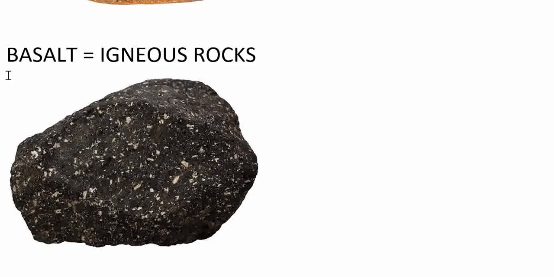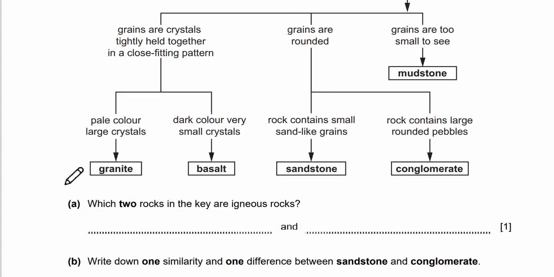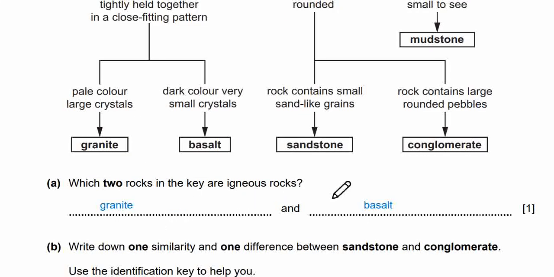So this is the picture of basalt, which is igneous rock, dark green color, and this is the picture of granite, which is also igneous rock, lighter in color. So this is granite, pale color, basalt, dark color. So the two rocks that are igneous are granite and basalt. We type down our answer: basalt and granite. Here we go, granite and basalt.